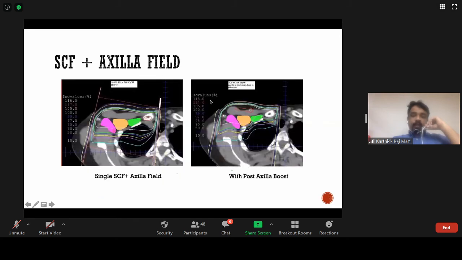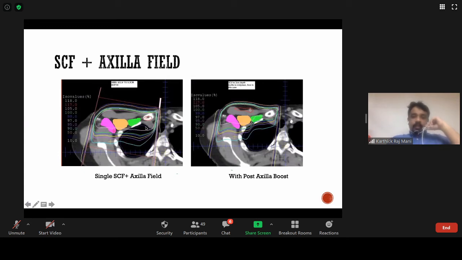Regarding the posterior axilla, I think there was a question about why we require a posterior axilla field. If you want to do a single field and cover all 3 levels of axilla, level 1, level 2, and level 3, and the supraclav, you can see that when you try to cover around 95% of the level 1, the entire apex of the lung is going to receive a lot of dose.